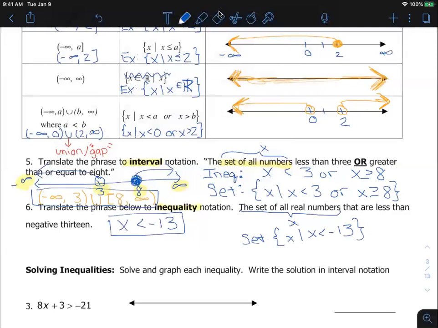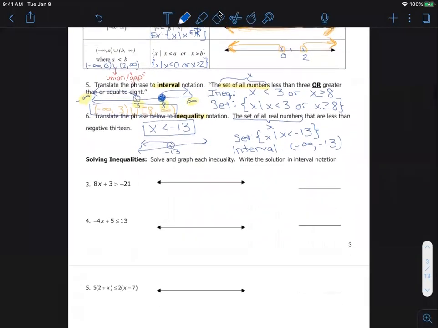If it does ask you for the interval, just for practice, again, the interval, x is less than negative 13. Less than is going to the left, and it's an open dot. So in order from left to right, you would be going negative infinity until negative 13, and they both would be parentheses. Again, I boxed the answer that they're looking for, but I want to make sure you're familiar and good at writing both of them.